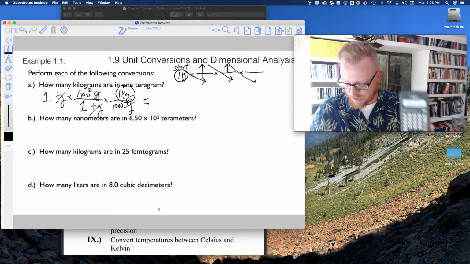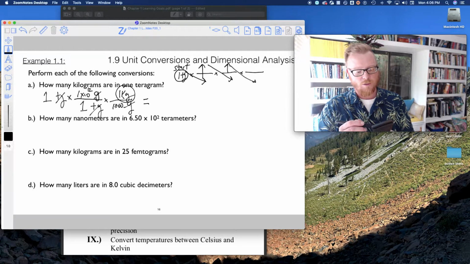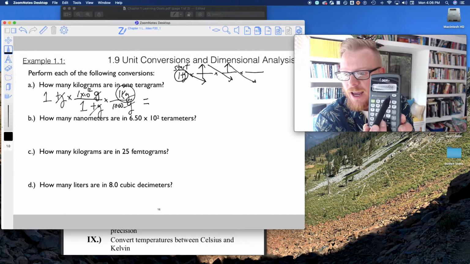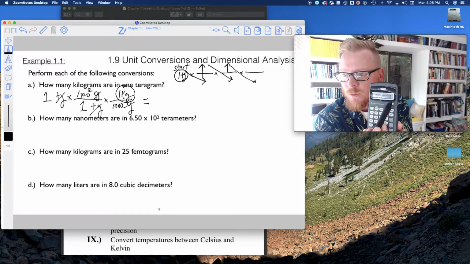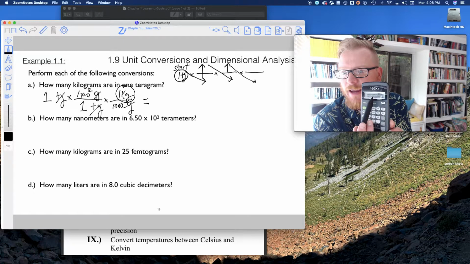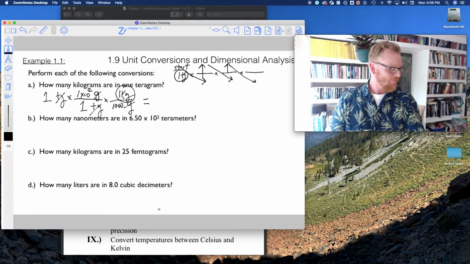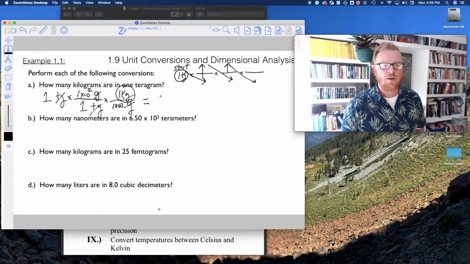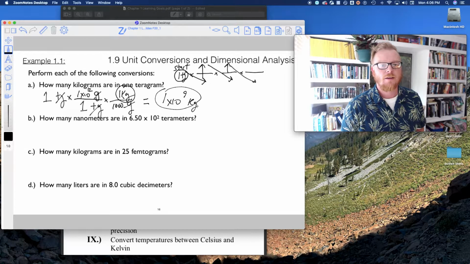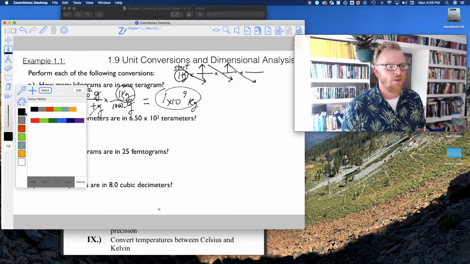And if I count all those zeros, 1, 2, 3, 4, 5, 6, 7, 8 zeros. And look, if I move my decimal place, 1, 2, 3, 4, 5, 6, 7, 8. I can't count and do this, but you have to trust me that it's 1 times 10 to the 9. Okay? So that gives me 1 times 10 to the 9, and then the unit that's left is the kilogram. Okay? So let me put a different color on this.